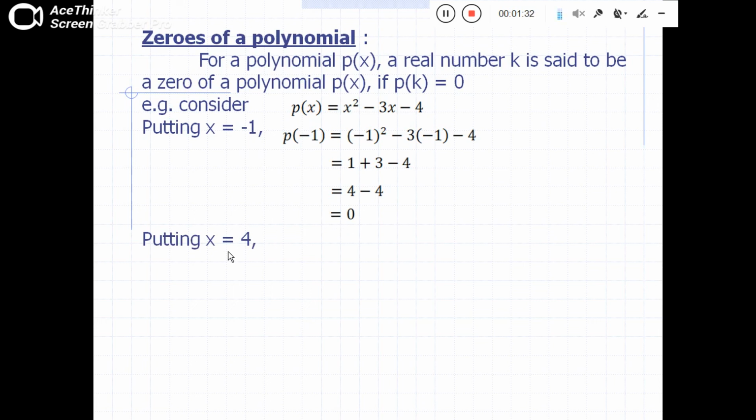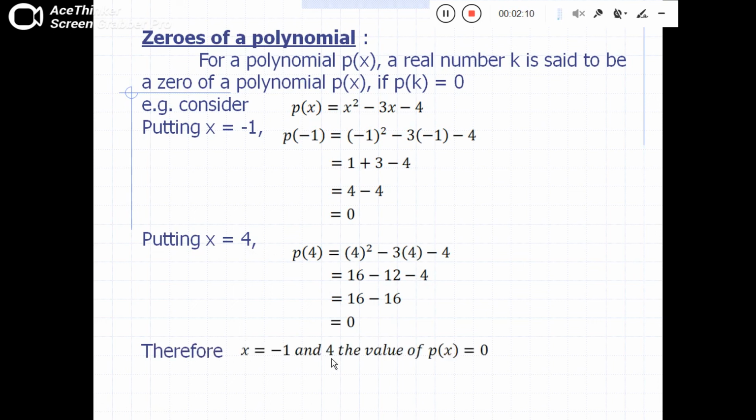Okay, let us see the other example: x equals 4. When substituting x equals 4 in this polynomial, you get 4 square minus 3 into 4 minus 4. 4 square is 16, minus 3 into 4 is 12, minus 4. So 16 minus 12 minus 4 is 0. Again you are getting the value of the polynomial as 0 when x equals 4. Therefore, when x equals minus 1 and x equals 4, the value of this polynomial becomes 0. So minus 1 and 4 are the zeros of this polynomial.